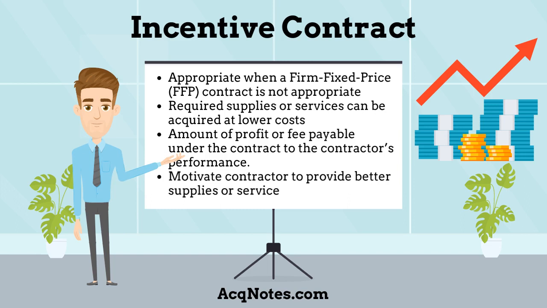The next type of contract is incentive. An incentive contract is appropriate when a firm fixed price contract is not appropriate and the required supplies or services can be acquired at lower costs. The lower cost is then related to the amount of profit or fee payable under the contract to the contractor's performance. The purpose of an incentive contract is to motivate the contractor to deliver a better product or service.